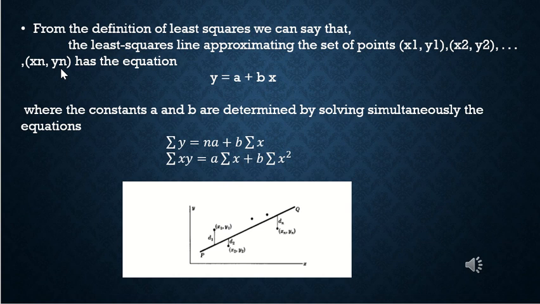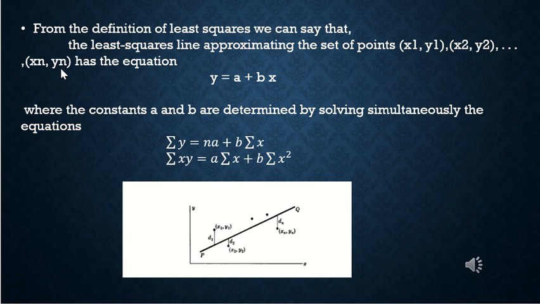From the definition of least square, we can say that the least square line approximating the set of points x1, y1, x2, y2, and so on has the equation y is equal to a plus bx. Thereby the constants a and b are determined by using these two equations. These two are very important equations.